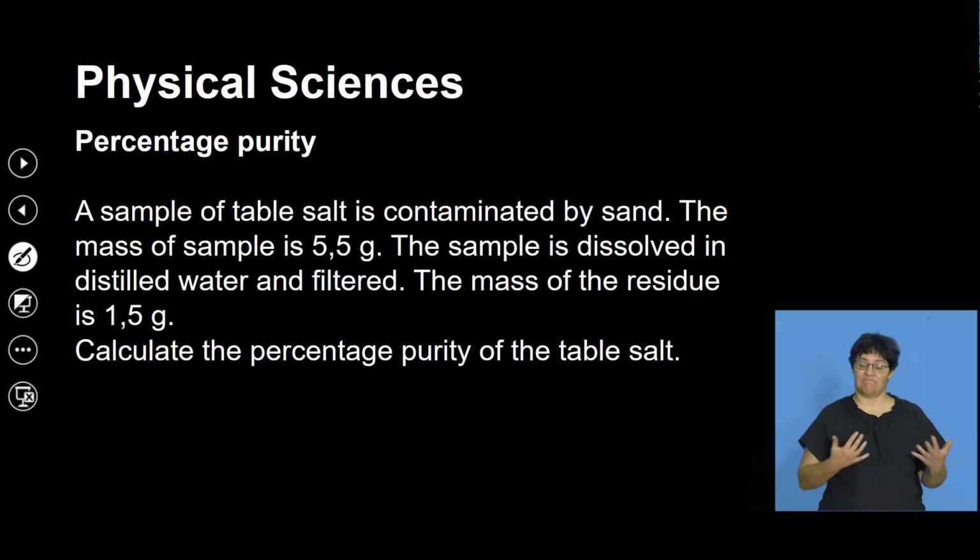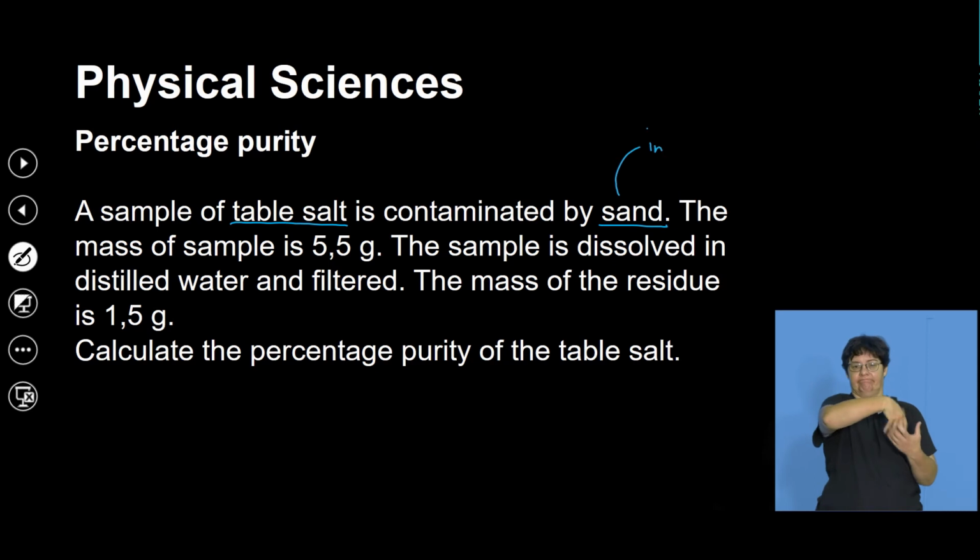Okay, now let's look at a practical example as far as percentage purity is concerned. It says here a sample of table salt, which is the actual substance that we are interested in, is contaminated by sand. So it means sand is our impurity, right? So table salt, which is the pure substance, sodium chloride.